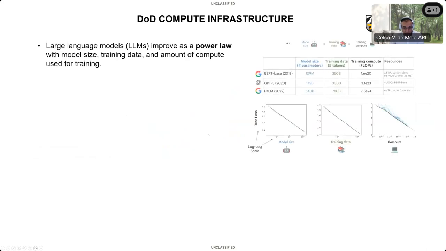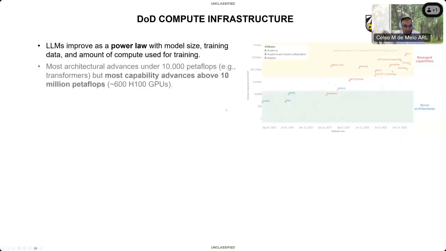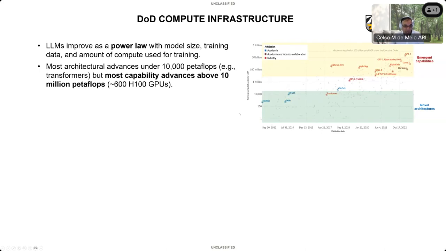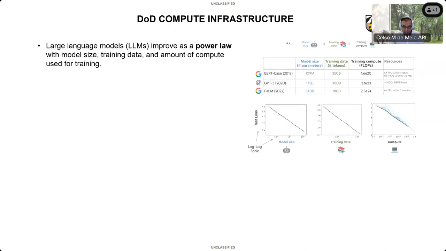This is a very important aspect to executing this roadmap. We know that large language models improve as a power law of model size, training data, and amount of compute. So like I said, we haven't really reached those limits yet, but we have evidence that the bigger the scale, the bigger the performance, and we haven't really reached that limit.